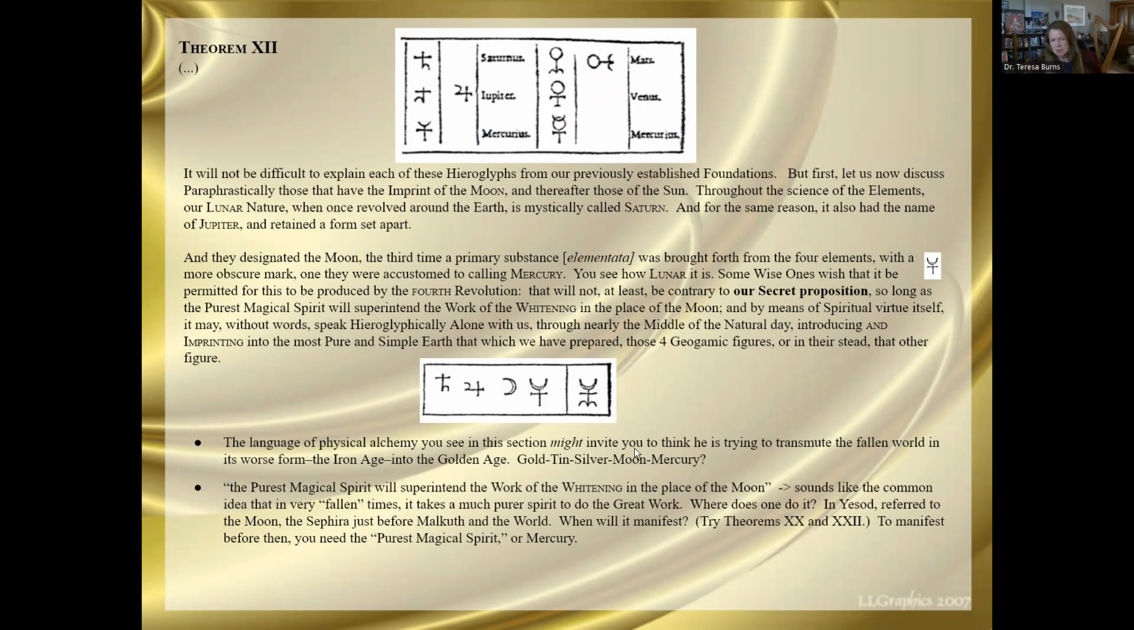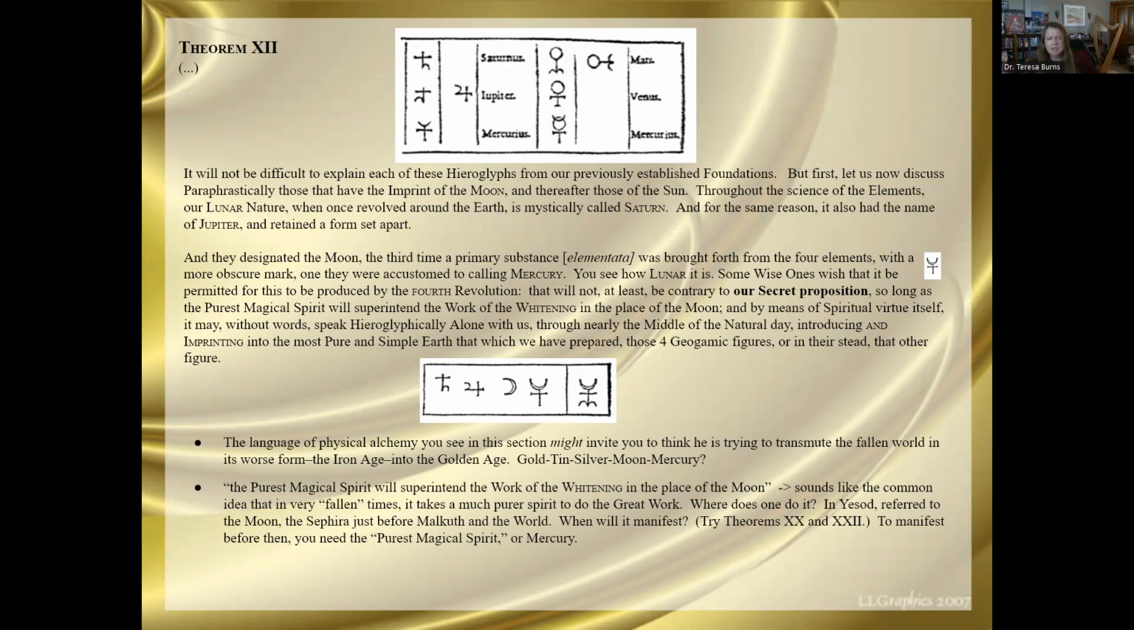I have a typo here, by the way. That word moon isn't supposed to be on my slide. Sorry about that, folks. I want to talk about this purest magical spirit. So long as the purest magical spirit will superintend the work of whitening in the place of the moon, which would normally do that. Silver would be associated with whitening. Okay.